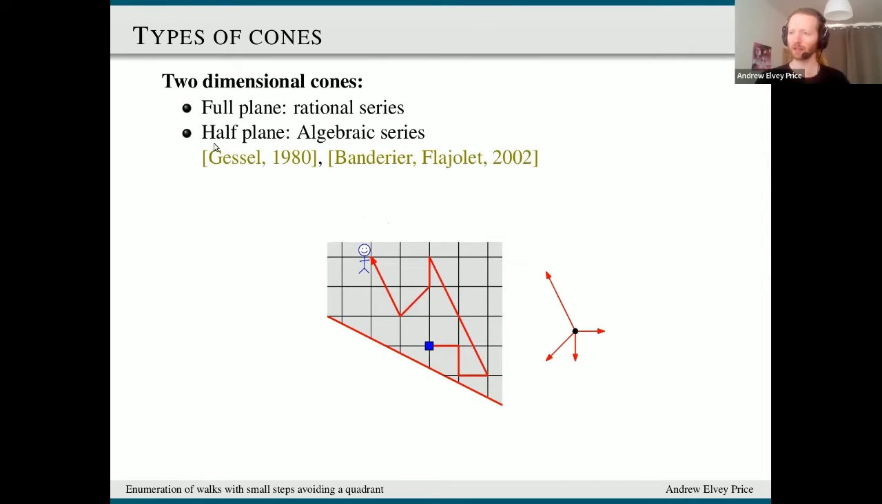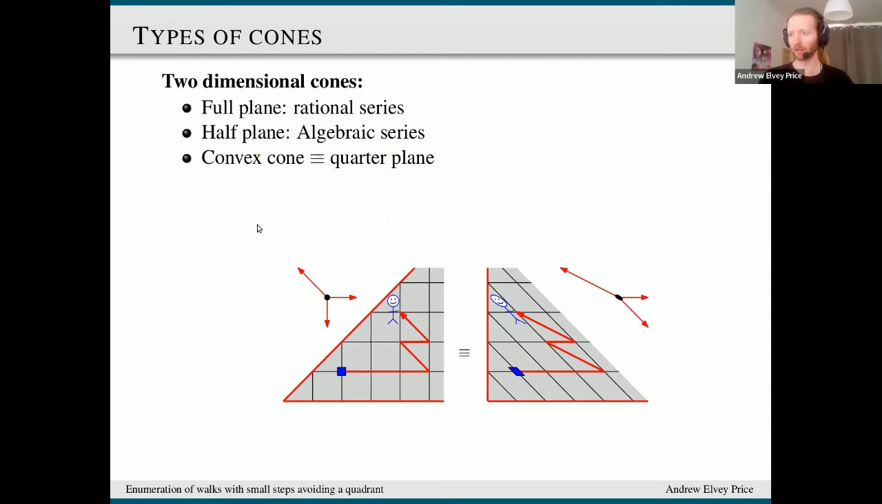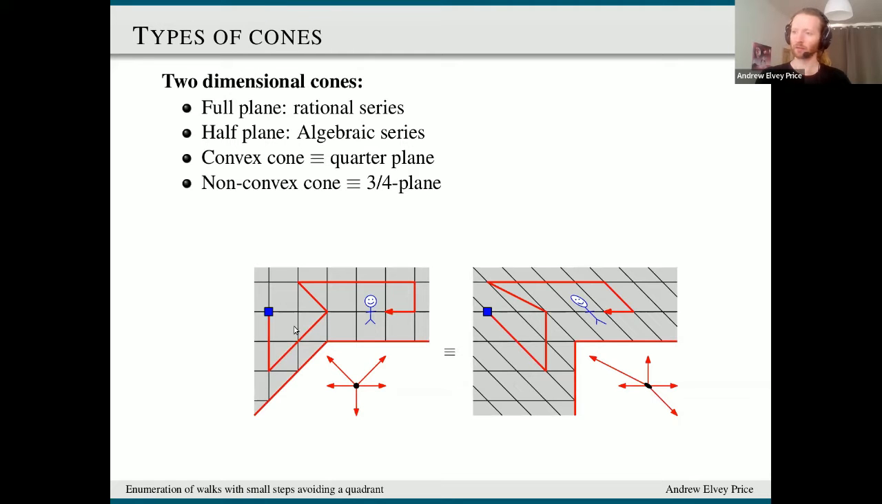The next simplest case is the half plane, in which case it's proven that we always get algebraic series. And as it turns out, there are really only two remaining cases for cones in the plane. The first case is where we get a convex cone, which can be deformed to a quarter plane. Really any such question in a convex cone is equivalent to another question in the quarter plane. And then the other case is where we have a non-convex cone, which can be deformed to the three-quarter plane.